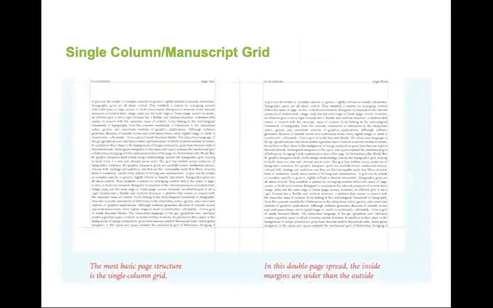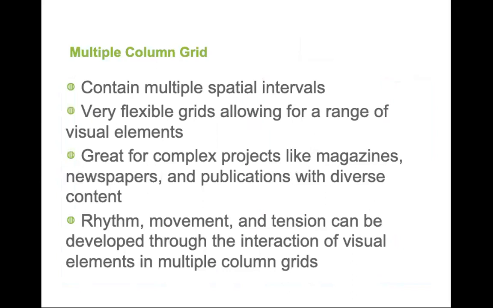One column. You want to steer clear of this if you're working on body copy in a magazine, just because the line lengths get too long and it gets harder to read when you have a lot of elements in play. But when you're reading a book that doesn't have a lot of imagery or other elements other than the body copy, it makes sense to do it this way. Multiple column grid contains multiple spatial intervals. Very flexible grid, allowing for a range of visual elements, great for complex projects like magazines, newspapers, publications with diverse content.